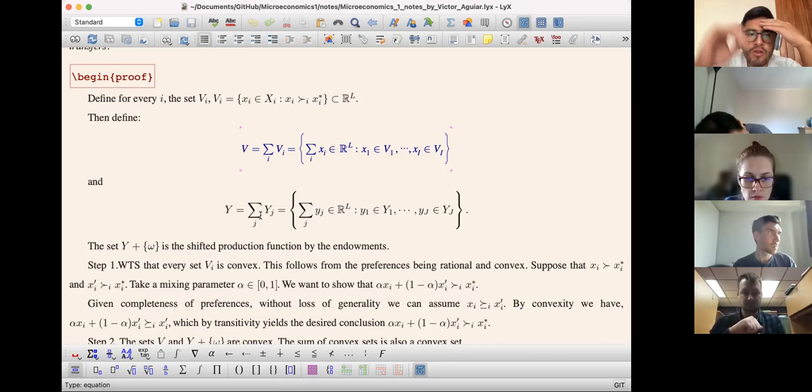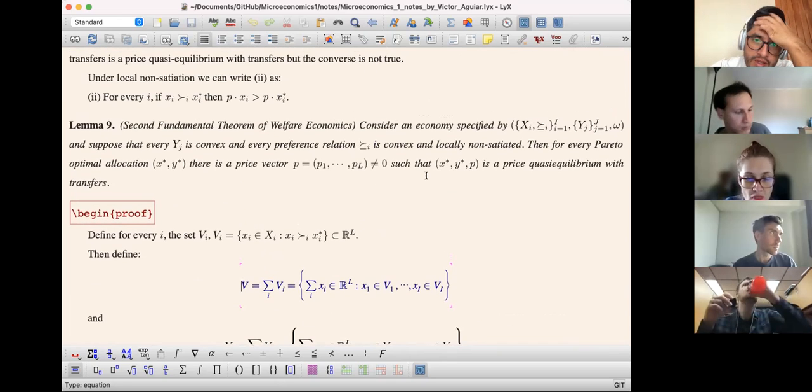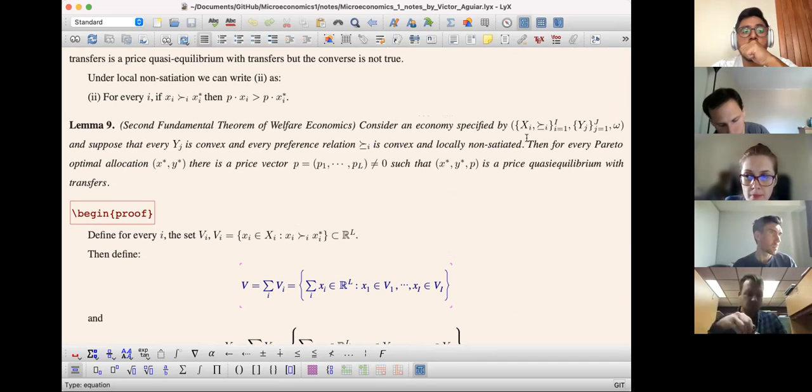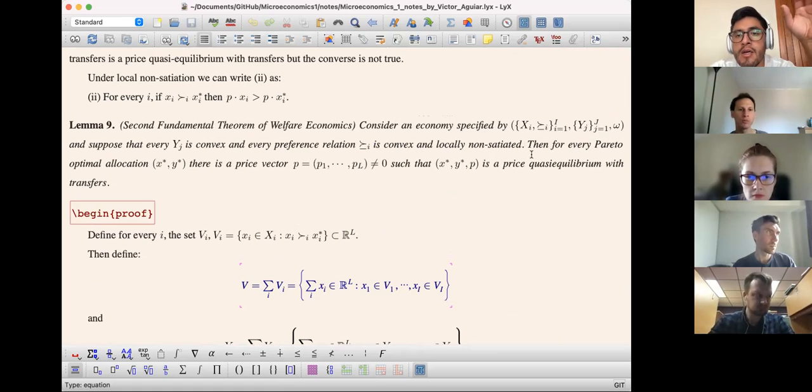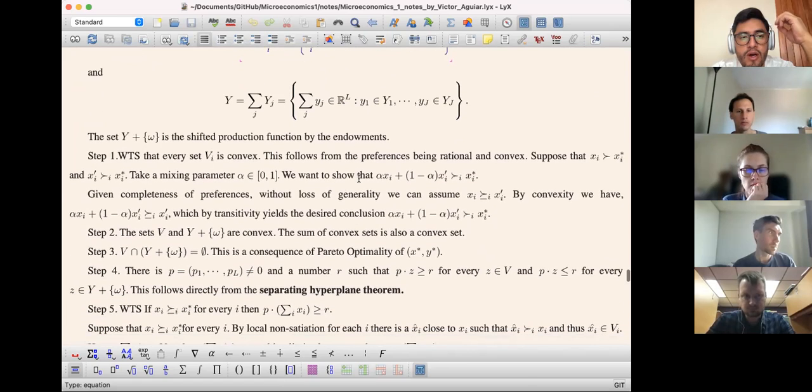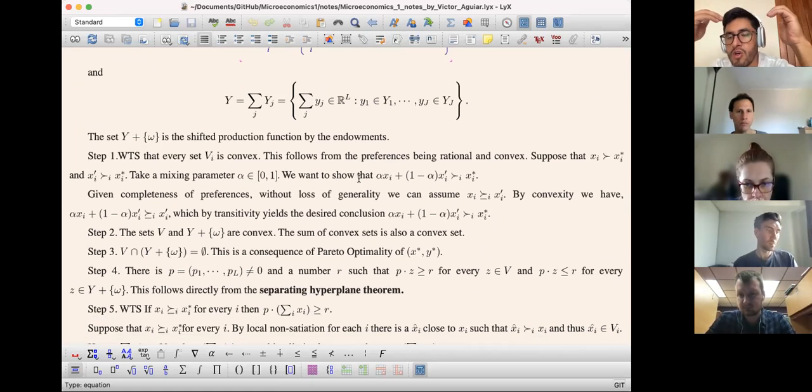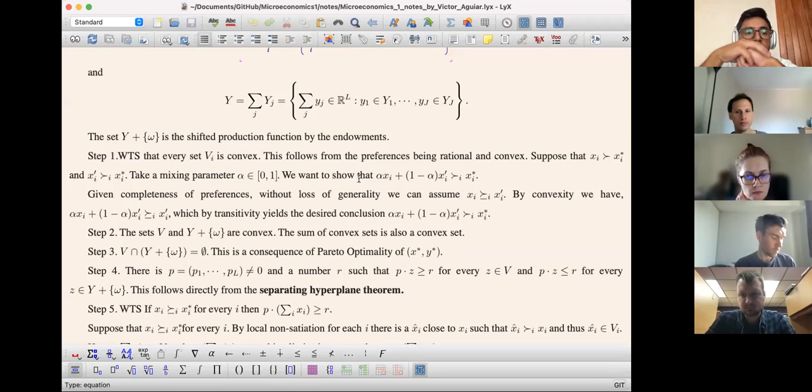Now, remember the objective here is that if I have an economy with preferences, production plans, and assumptions of convexity, then for every Pareto optimal allocation, there is a price vector P such that you can implement that particular allocation. So all these steps are going to be done in order to recover a price system that will support any Pareto allocation, right?